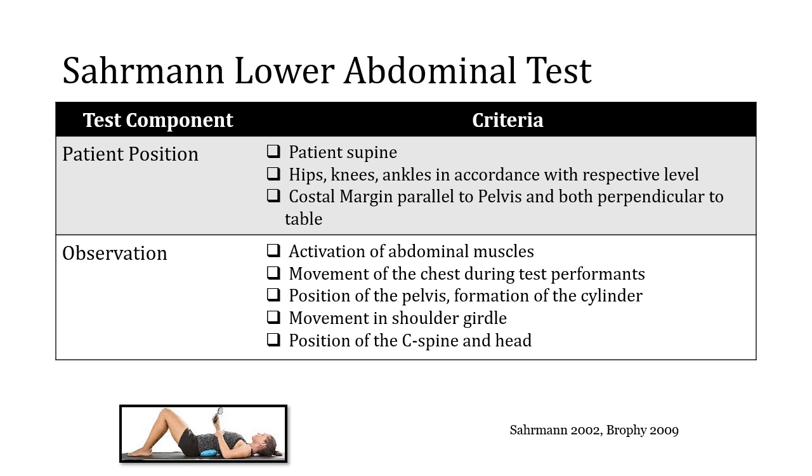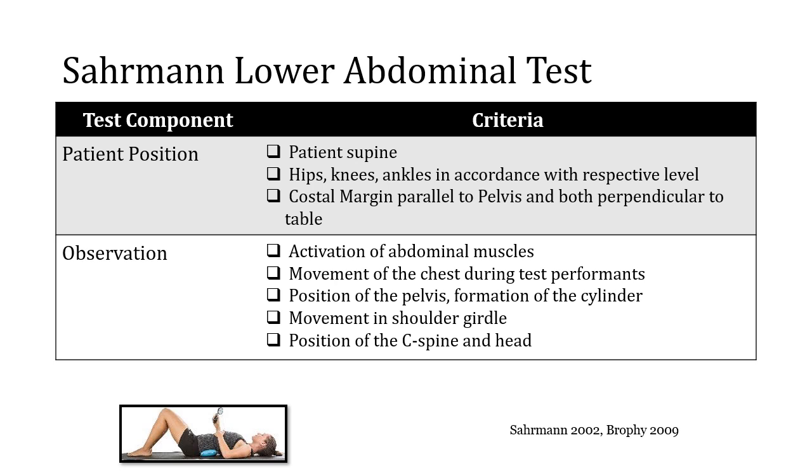Okay, so the Sahrmann lower abdominal tests. In the left-hand column, you can see the patient position, and then the criteria in the right-hand column. So, patient supine, hips, knees, ankles in accordance with the respective levels. Costal margins parallel to the pelvis and both perpendicular to the table. So, same position that you assess the intra-abdominal pressure in.